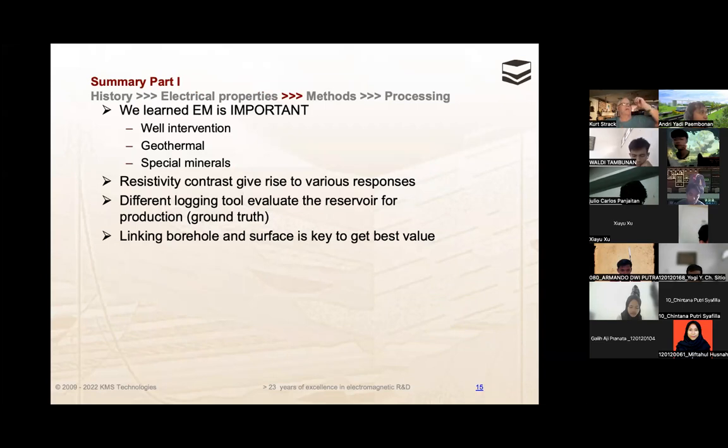We also learned that EM is important for well intervention, geothermal, and special minerals, and the resistivity contrast gives rise to various responses in various ways. So we need to understand what is what, and different logging tools evaluate the different parameters. The key element is to link the borehole to the surface in order to apply the technique for geothermal applications.